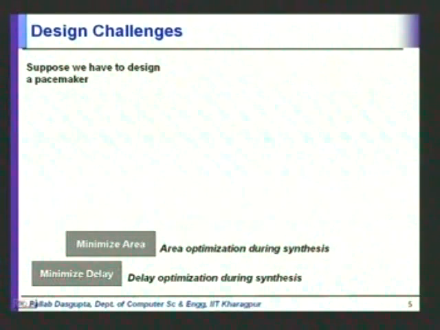Next step is that we want to minimize area, right? We don't want to implant a huge device under the skin of the patient, right? It has to be very small. Now, area and delay are conflicting criteria, right? If you want to reduce one, the other one goes up, right?